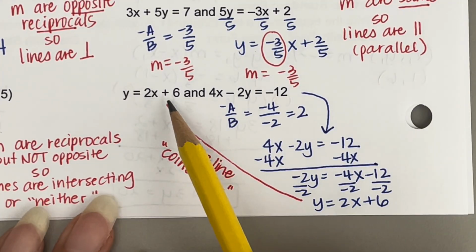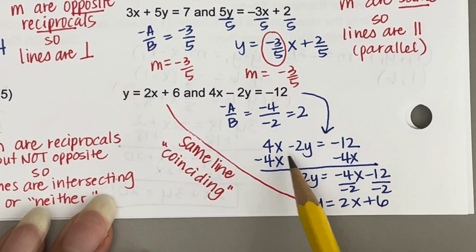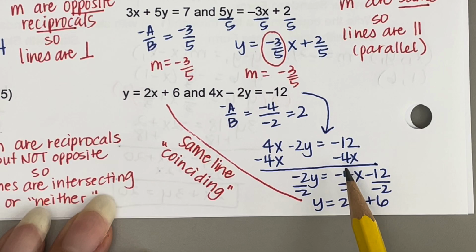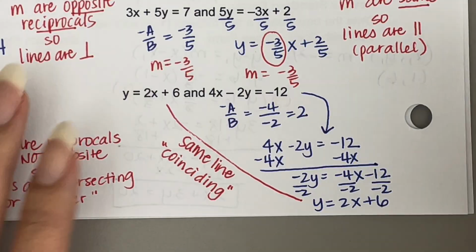Now these two lines, after you move them around, they have the same slope. They both have the slope of 2. However, this second line is actually the exact same line as the first line. So while they do have the same slope, they are considered coinciding because they're just the same line.